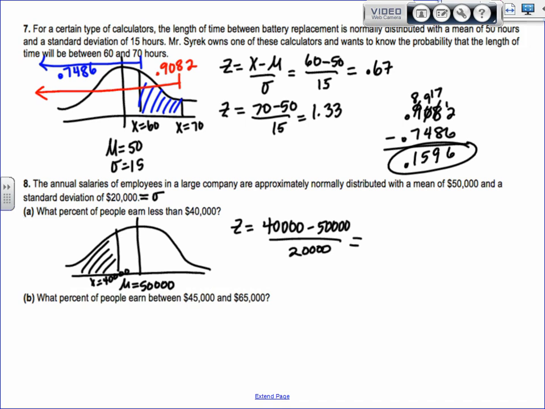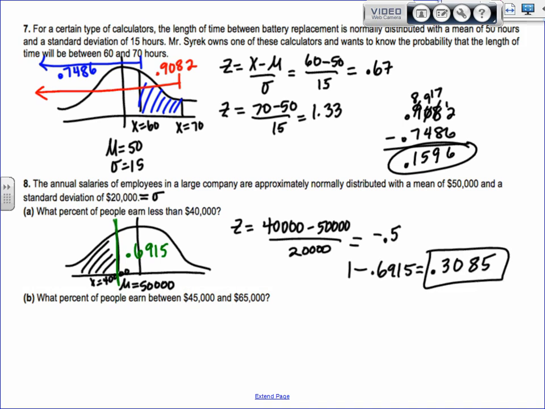All right, so I get negative 10,000 over 20,000, so I get negative 0.5. So when I look up 0.5 on my table, I get 0.6915. So here's my dividing line. Do I go on the right of the dividing line for 0.6915 or the left of the dividing line? The right, right? This is 0.6915. More than half of the probability is in that white area. Right? So I want the shaded area. So I want the rest of it. So I do 1 minus 0.6915. We've had this number a couple times, haven't we? So 0.3085. That's your answer.